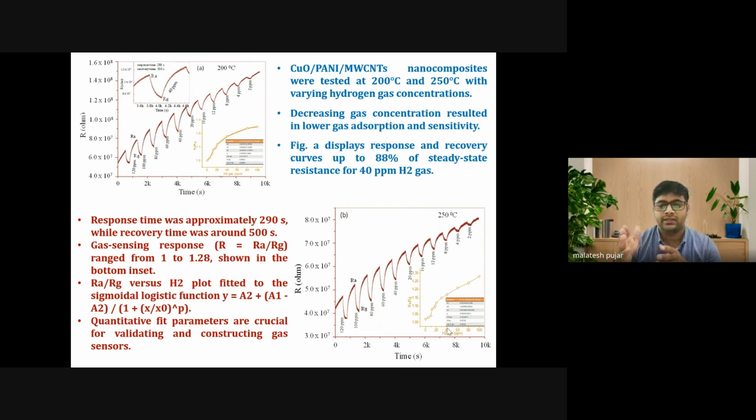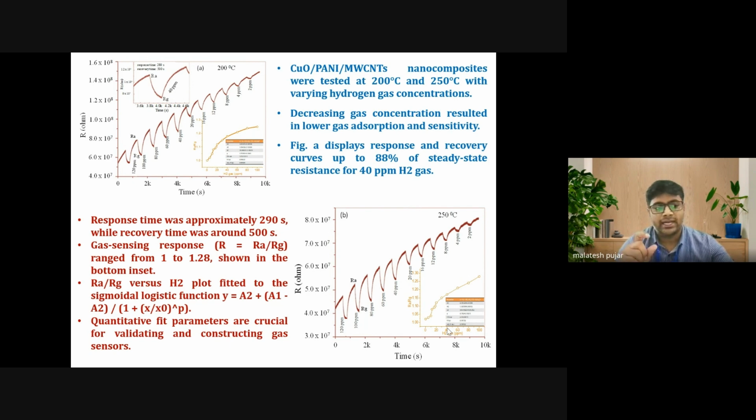So we are varying our supply of hydrogen. With respect to that, the sensitivity is also varying. And coming to the second one, the response time was approximately 290 seconds, while the recovery time is 500 seconds.